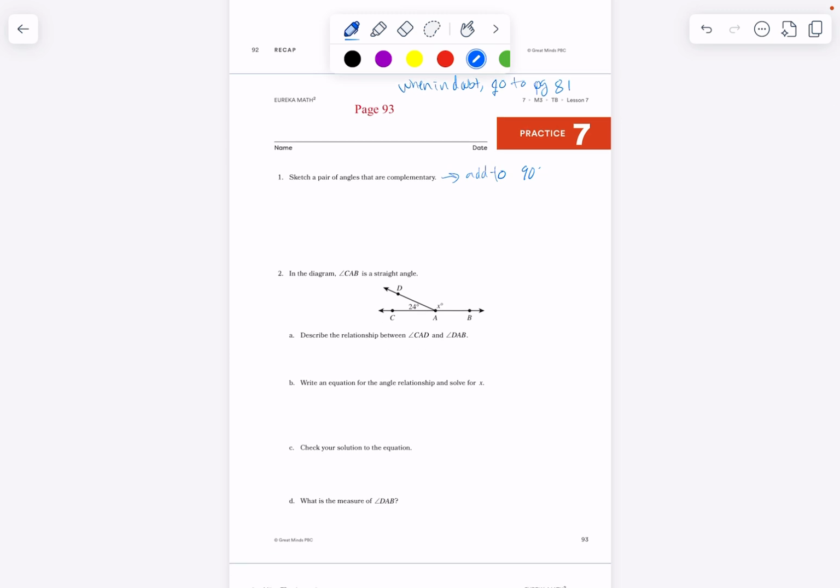In the diagram, CAB is a straight angle. That means the measure of CAB is 180. So the angle equation for this one here is going to be angle CDA plus angle DAB equals 180 degrees. And from there, you can plug these values in, put them in the blanks here, and then you're just going to go ahead and solve those equations. Don't worry about checking your solution. The relationship between these angles, very important. Again, go to page 81. It's going to help you determine which one's going to be the most helpful. Kind of gave it away there for you.